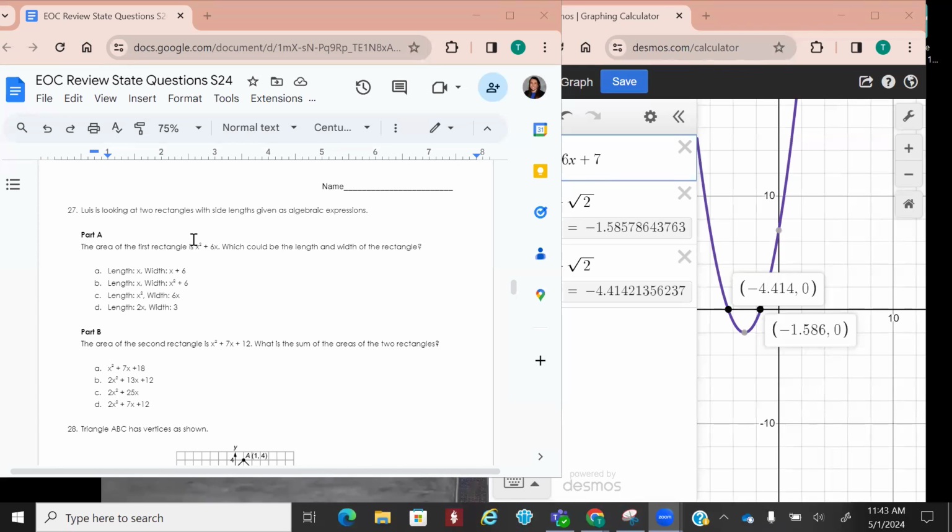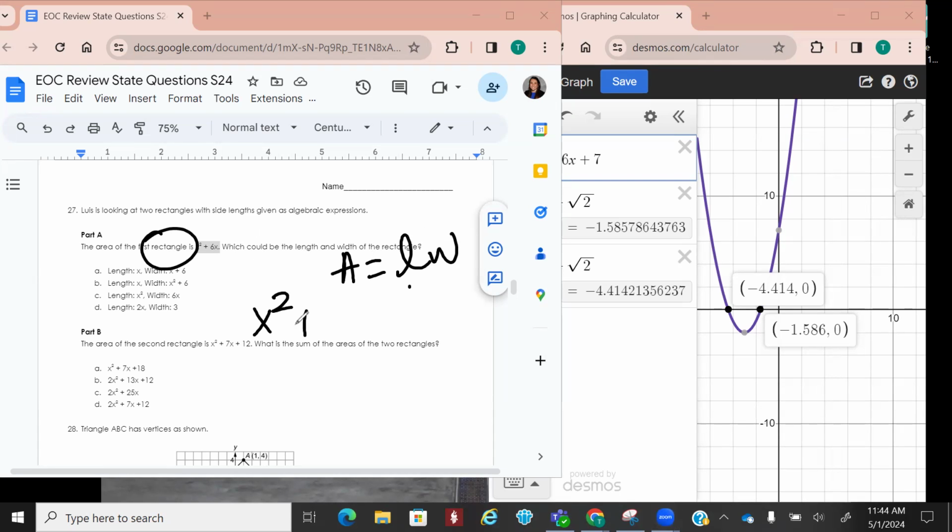What's going to happen is you're trying to figure out what the length and the width are. What is the formula for area for a rectangle? You've got to know this. They don't give you the formula for this. What's the formula? Length times width. That's hot. So length times width.